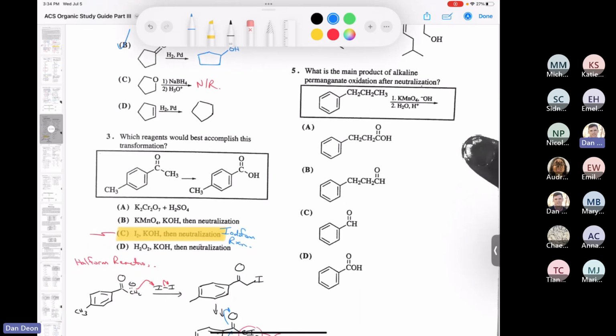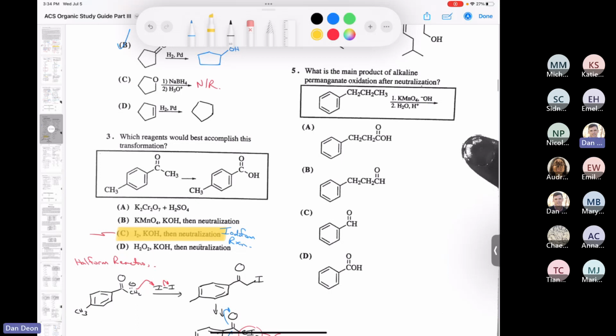It says, what is the main product of potassium permanganate oxidation after neutralization? So we have propylbenzene, and then we treat that with KMnO4. Does anybody know the answer to this one? If we take this and oxidize it, where is it going to oxidize?